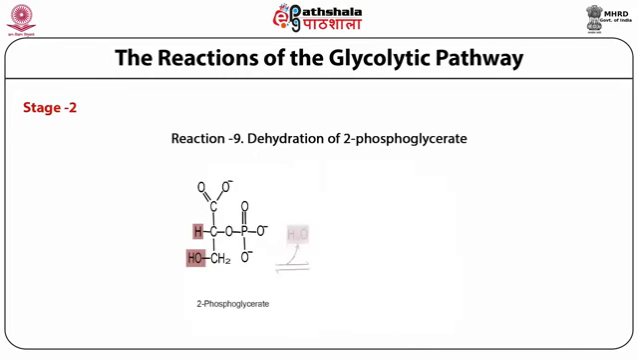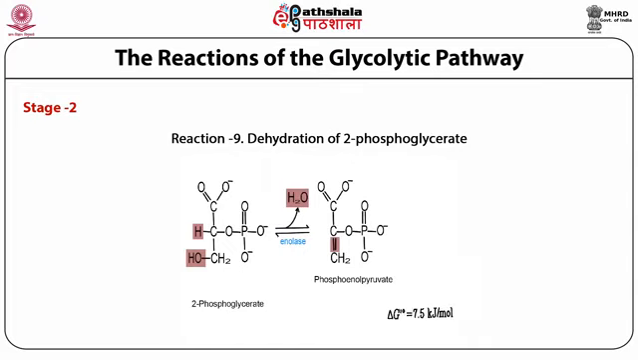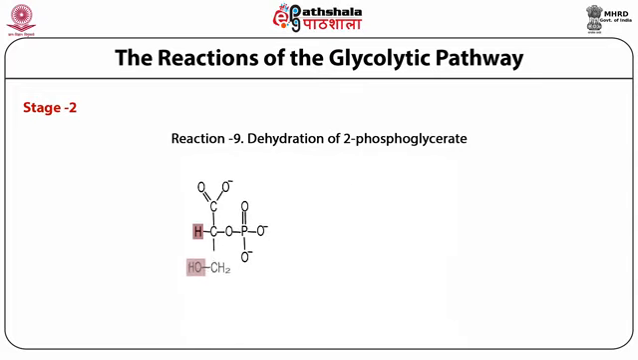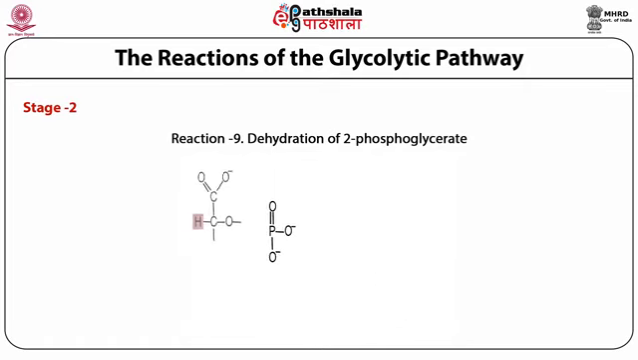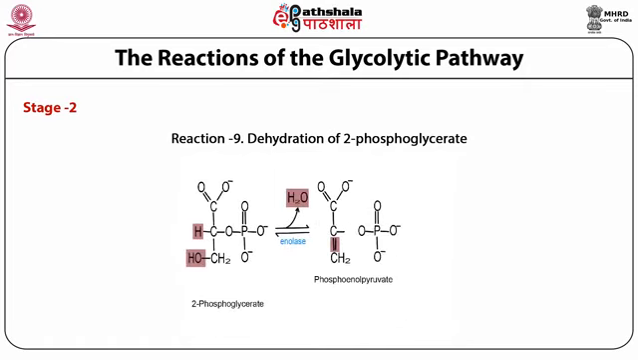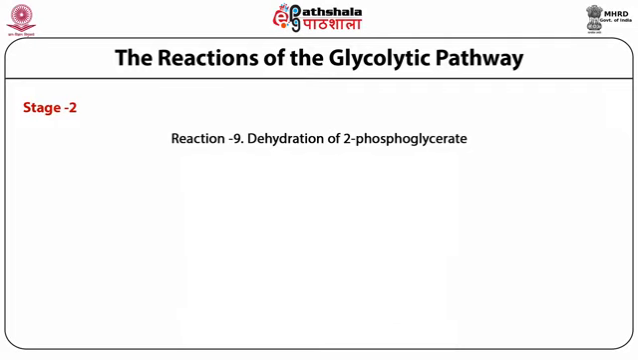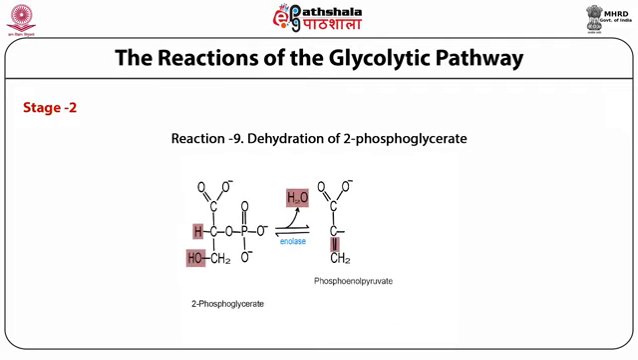This is reaction 9 of stage 2, dehydration of 2-phosphoglycerate. In this reversible reaction, a water molecule is removed from phosphoglycerate to yield phosphoenol pyruvate, catalyzed by enolase. In this step of glycolysis, 2-phosphoglycerate is converted into phosphoenol pyruvate by a dehydration reaction, which is catalyzed by the enzyme enolase.